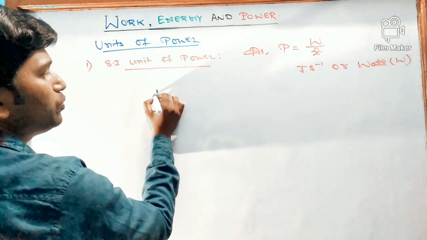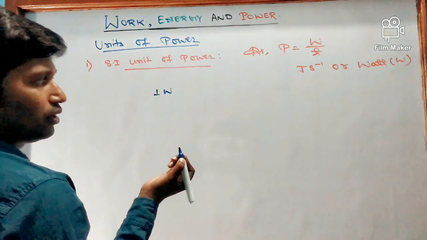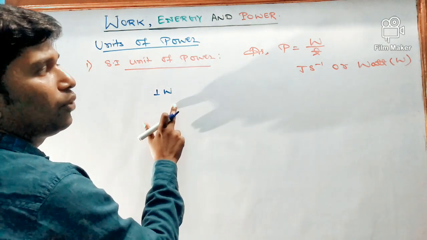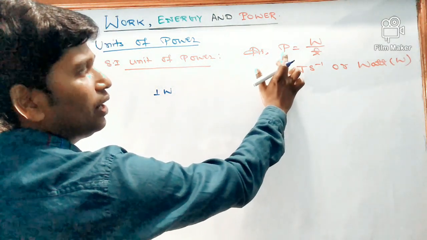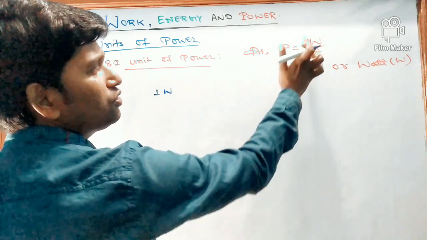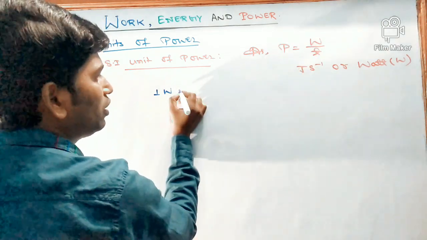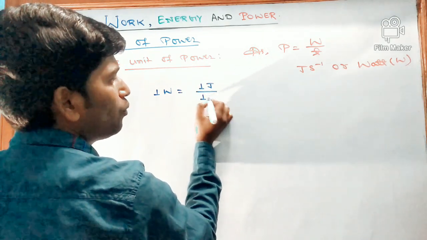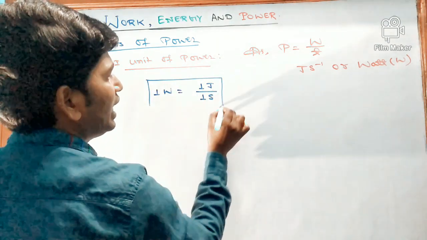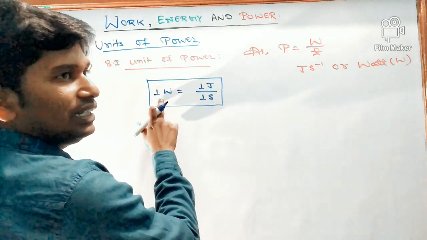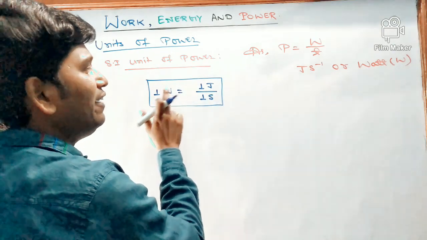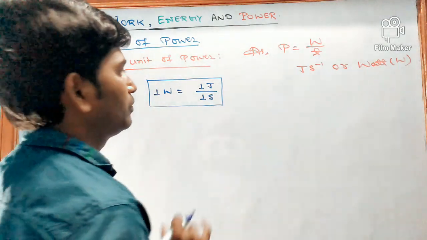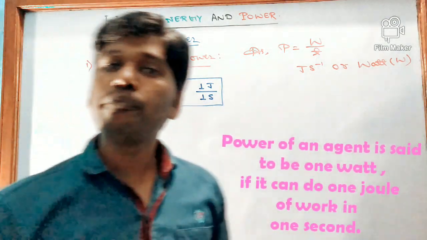We can define 1 watt. What is 1 watt power? To understand the definition of 1 watt, we can take the formula for the measurement of power. Power is equal to work by time. So power is 1 watt if work done is 1 joule and that work is done in 1 second. So we can say that power spent is said to be 1 watt if a source completes the work of 1 joule in 1 second. So this is the SI unit of power.